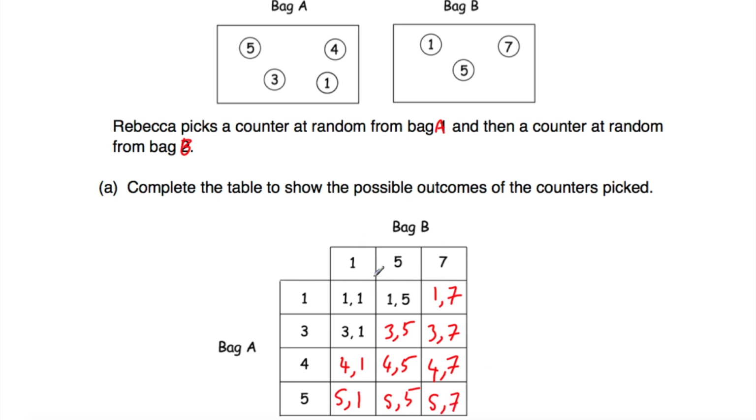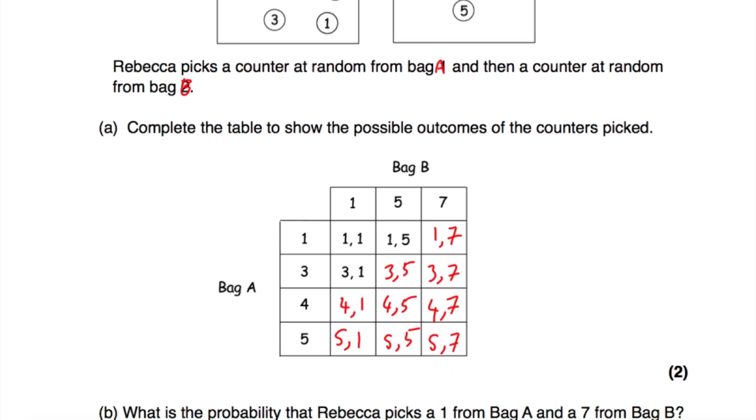So they're all the possible outcomes. There's 3, 6, 9, 12 of them, or 4 times 3. There's 12 outcomes there. Okay, so that's part A done to complete the table.